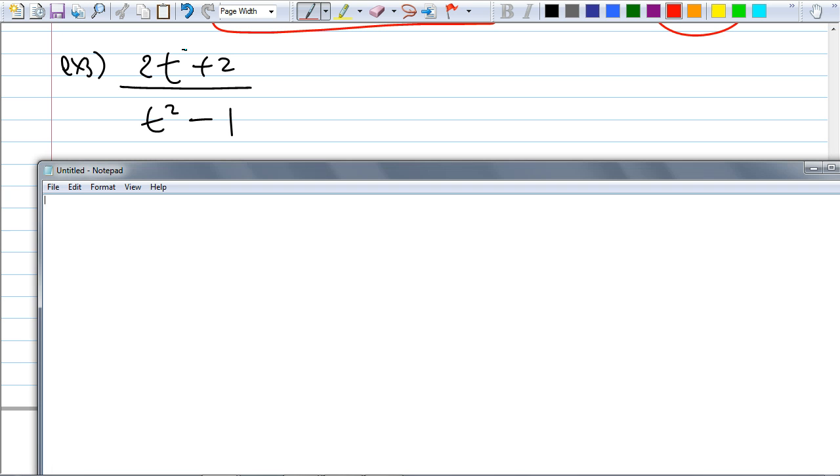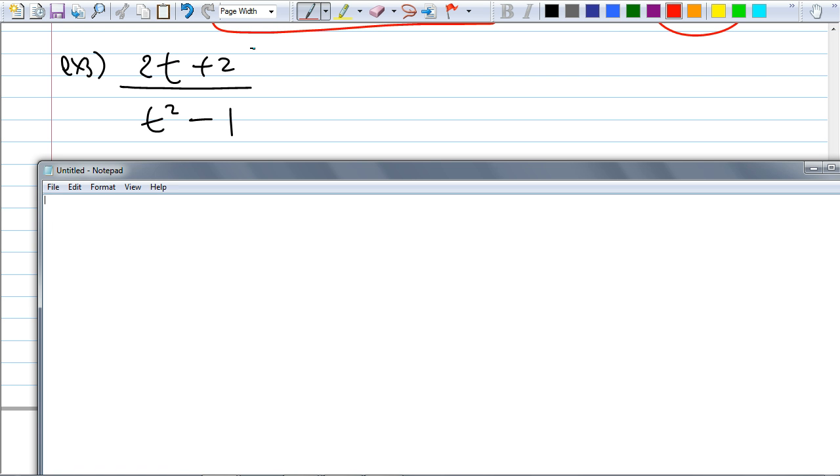Oops. Do you know what I'm talking about? All right, so what can we do here in this example? Like I said, you can't cancel this t and t squared out on the bottom because these are binomials, and the fraction bar acts as a grouping symbol.